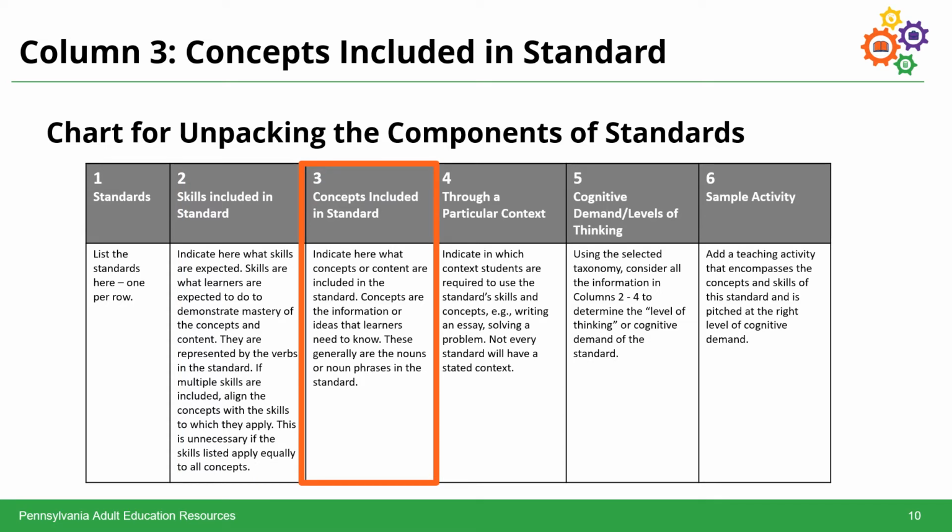Column 3 asks us to indicate what concepts or content are included in the standard. Concepts are the information or ideas that learners need to know. These are generally the nouns or noun phrases in the standard. If multiple skills are included in column 2, align the concepts with the skill to which they apply. This is unnecessary if the skills listed apply equally to all concepts.